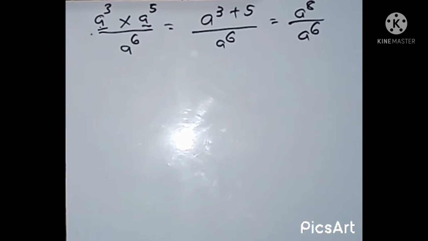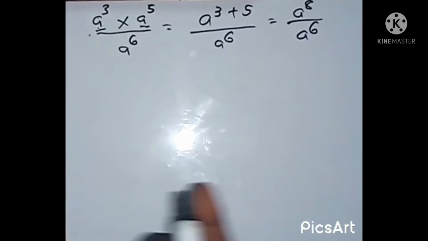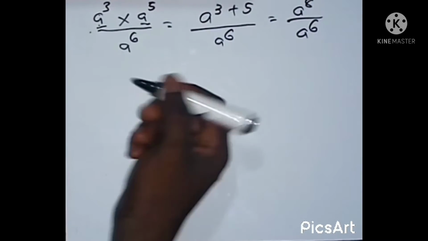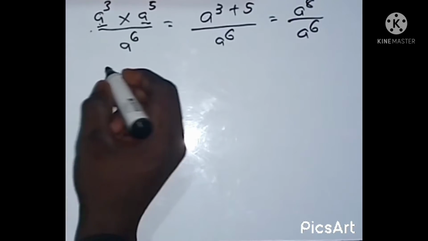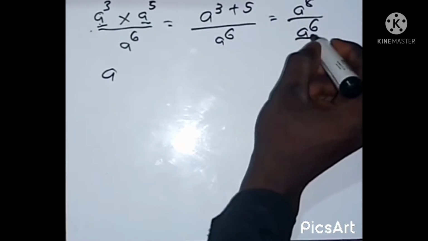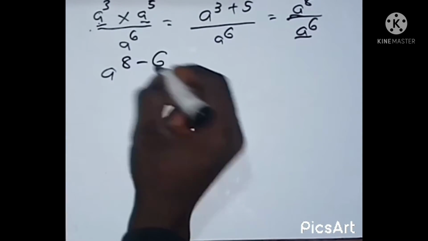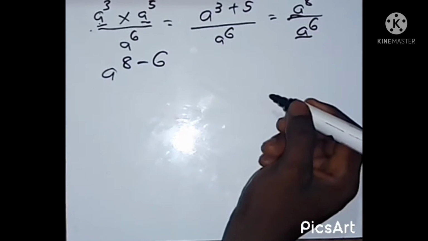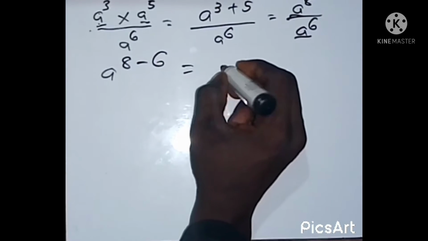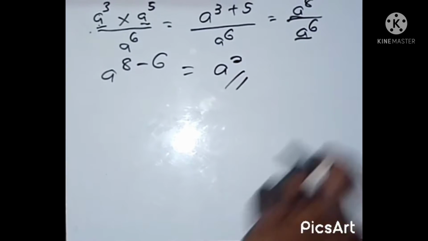And with this, another law of indices says that when the bases are the same and it is dividing, we take one of the base, then we subtract the exponents. So in this case, we are going to have a exponent 8 minus 6, that is subtracting the exponents, which will give us a exponent 2, and this is the final answer.